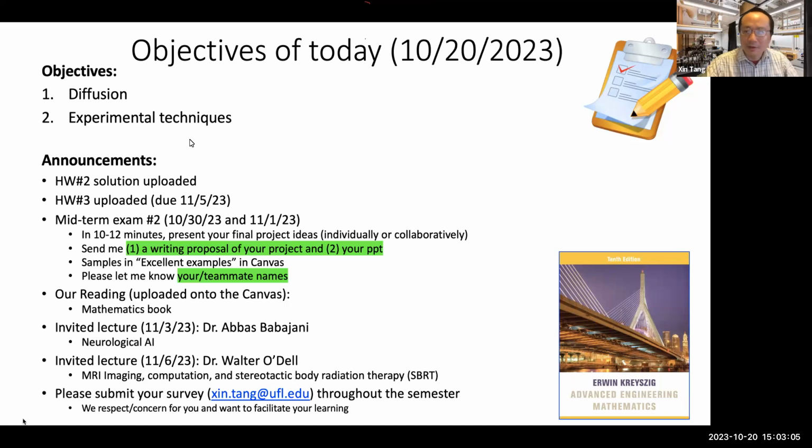Excellent. Okay, so today we will continue to talk about diffusion and very important, very relevant experimental techniques. How can we categorize diffusion? Especially, how can we measure the diffusion coefficient, capital D, right? So before that, a few logistics updates and some clarification.